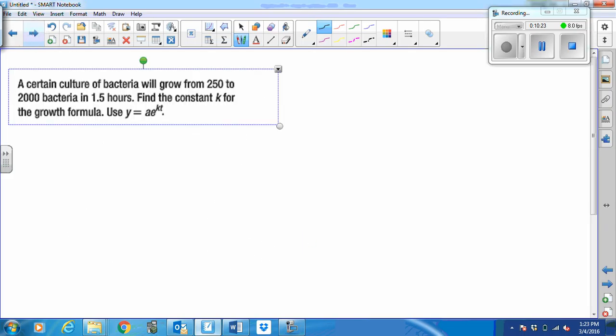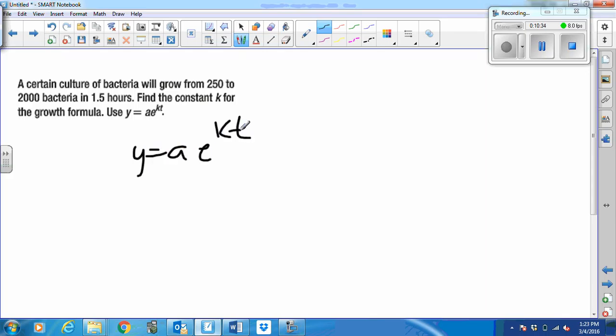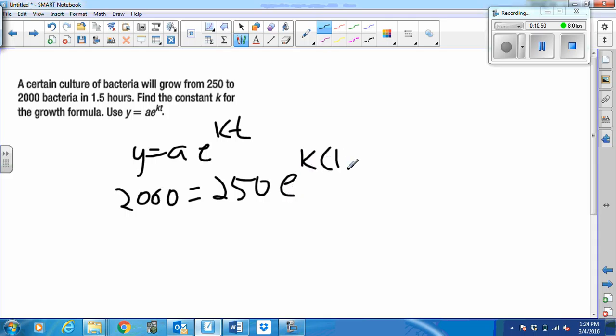A certain culture of bacteria will grow from 250 to 2,000 bacteria in 1.5 hours. Find the constant k for the growth formula. So we have y equals a times e to the kt. We have that the bacteria is growing from 250 to 2,000, so we need to find our constant. So it grew to 2,000. It started at 250. And we get e to the k times 1.5. So I'm going to divide by 250 on both sides. And I get 8 equals e to the 1.5k.